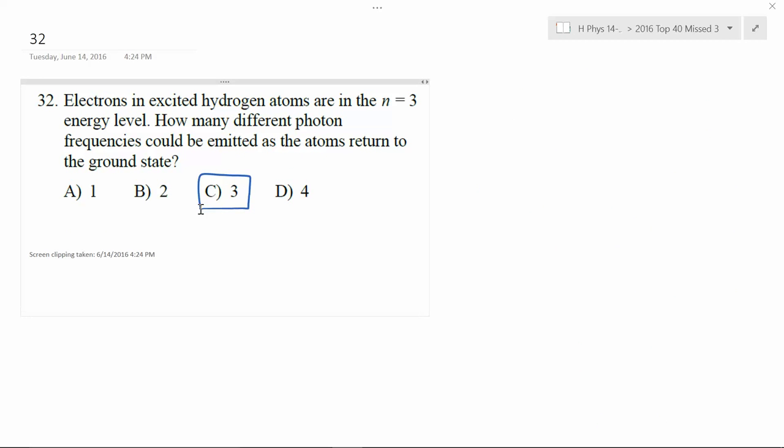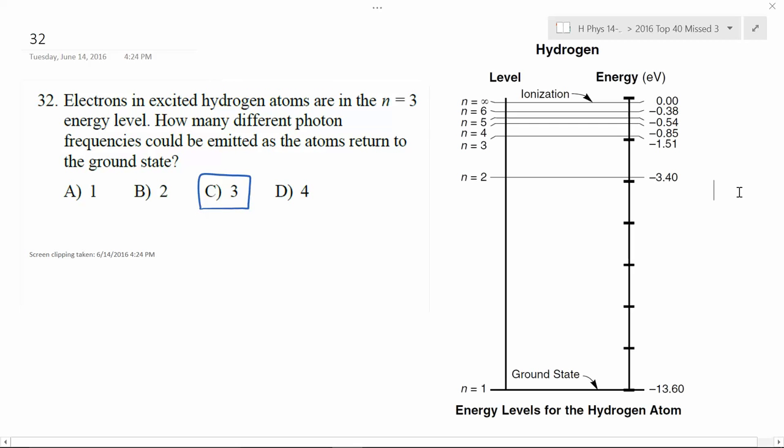C. Let's look on the reference table at those energy levels for hydrogen again. So if you have an electron and it's been excited up to the n equals 3 level, maybe by a photon, it's not stable. It doesn't stay there long. So it's going to try to get back to the ground state. As it does that, it's going to emit a photon to get rid of that energy.